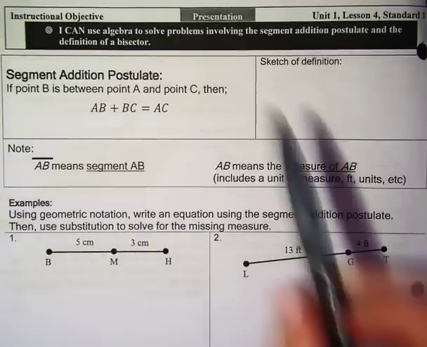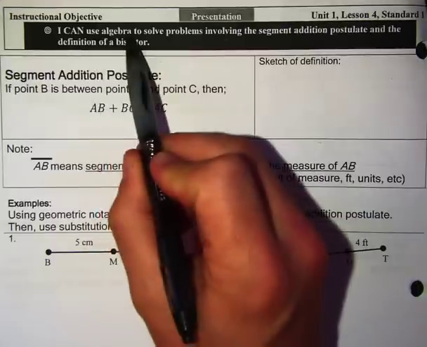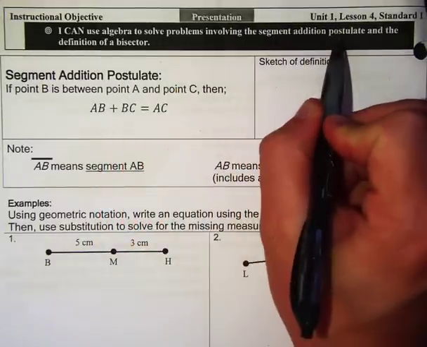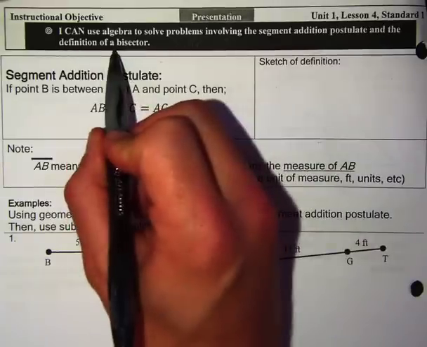Geometry, Unit 1, Lesson 4. I can use algebra to solve problems involving the segment addition postulate and the definition of a bisector.